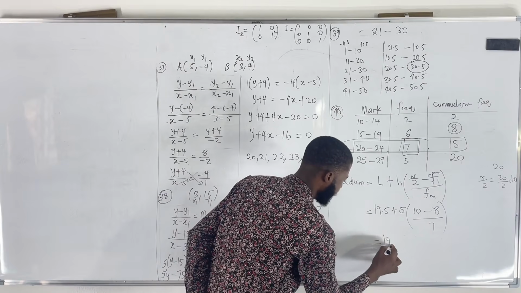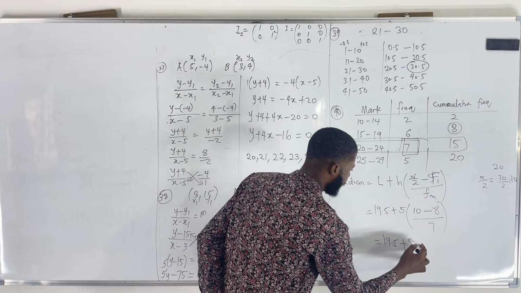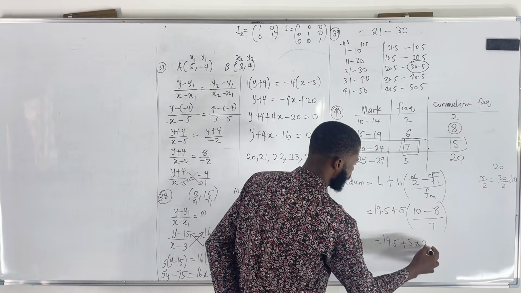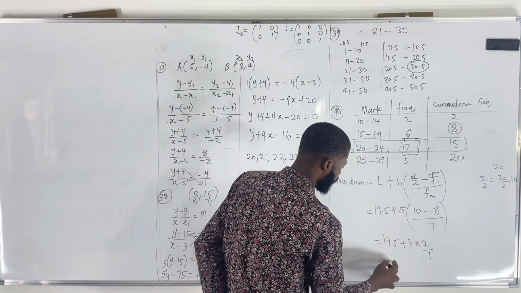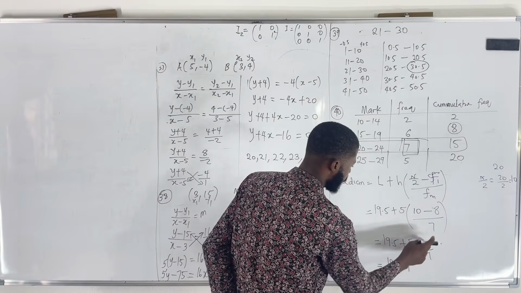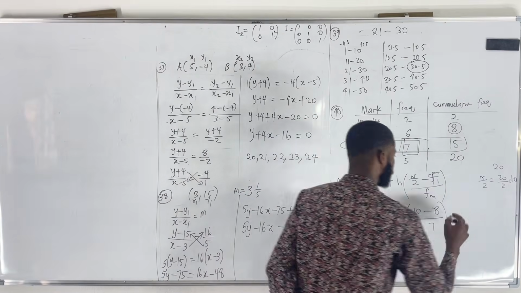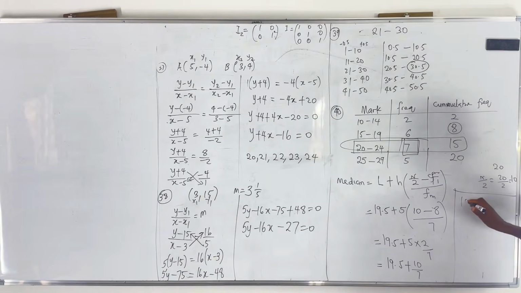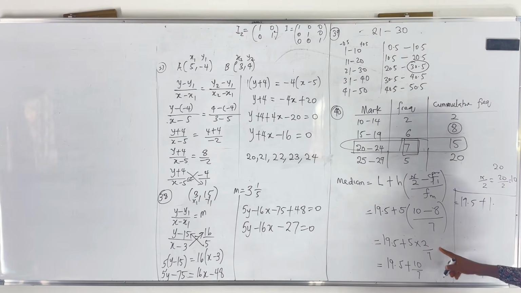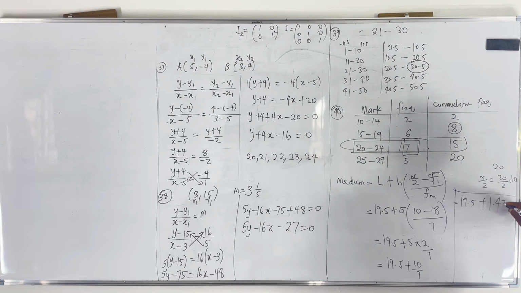So this will be 19.5 plus 5 times 10 minus 8, which is 2, then over 7. So this will be 19.5 plus 2 times 5, which is 10, over 7. So this will be 19.5 plus 10 over 7. This will be one whole number. What will be remaining is 3. When you put 0 there, 30. 28 over 7 is 4. Remainder will be 2. Add a 0. That's 20 over 7. That's 2 again.